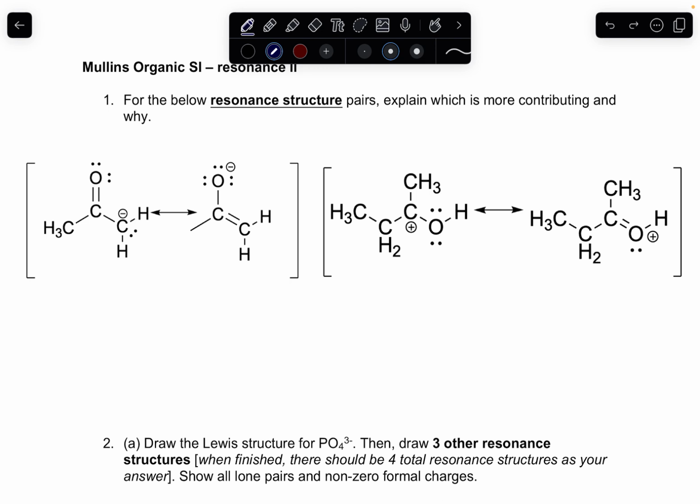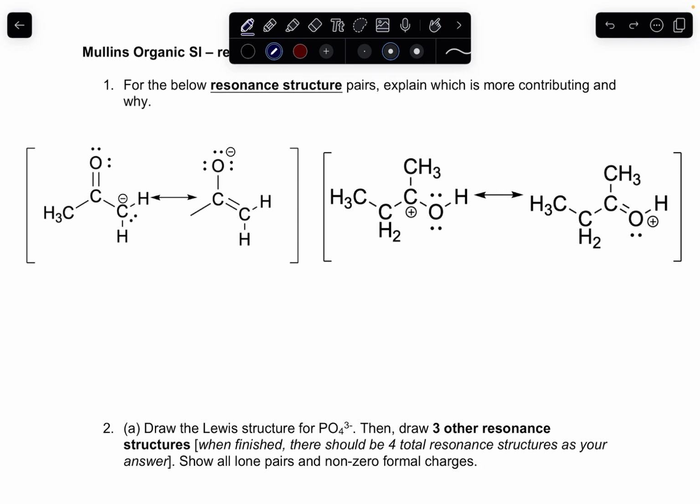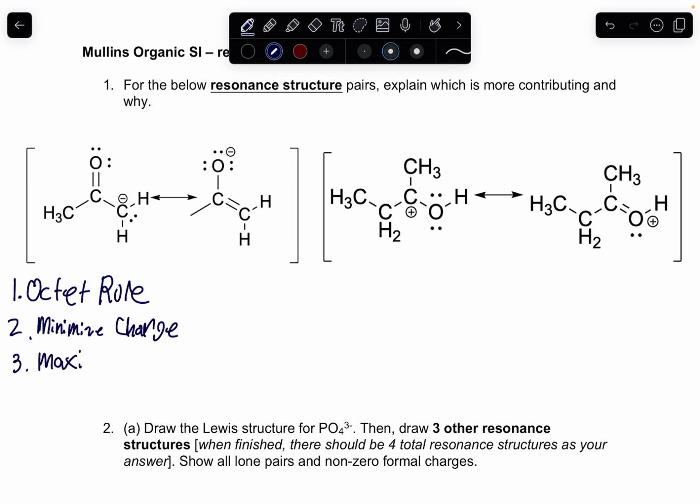So for these resonance structure pairs, we have a few rules for how we're going to determine which is more contributing. The first one is that we want to make sure we are fulfilling the octet rule. That's the most important rule. We want to make sure everything has an octet. Minimizing formal charge is also good. So minimize charge. We also want to maximize the number of covalent bonds. Furthermore, if we cannot minimize charge, we want the negative charge on more electronegative atoms.